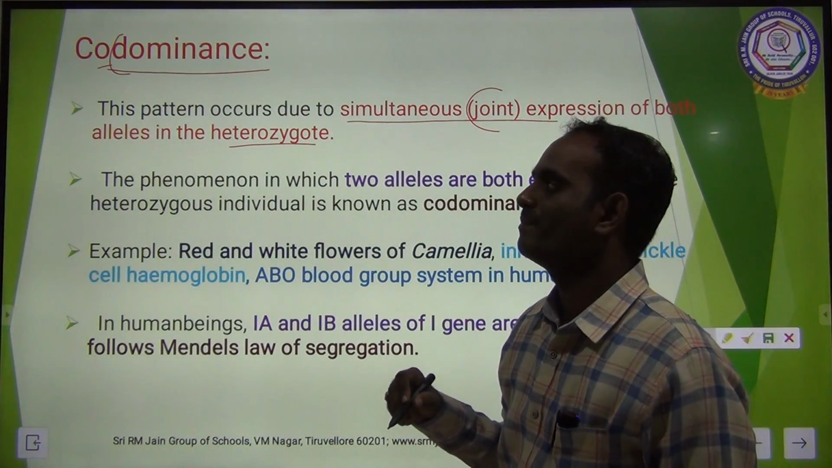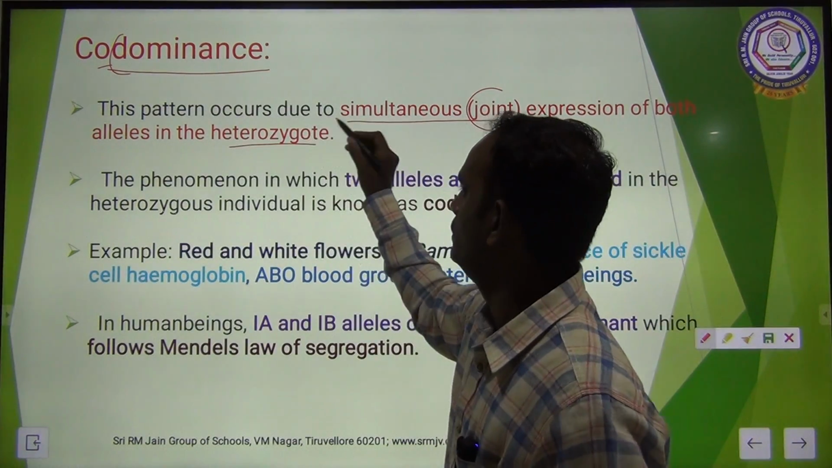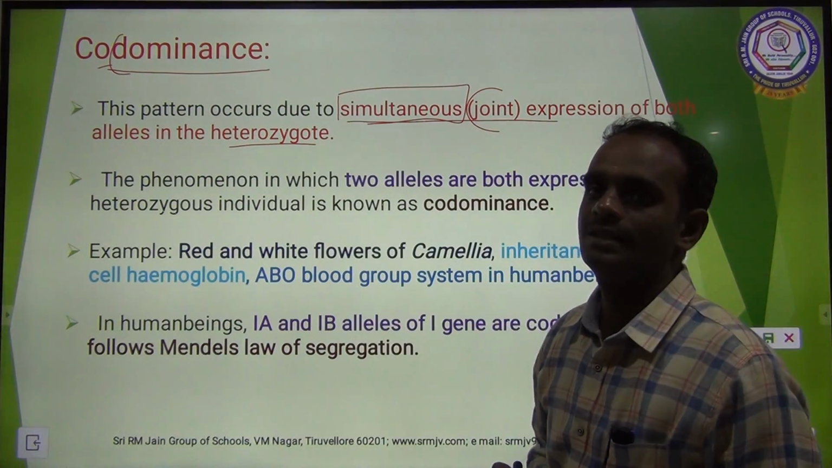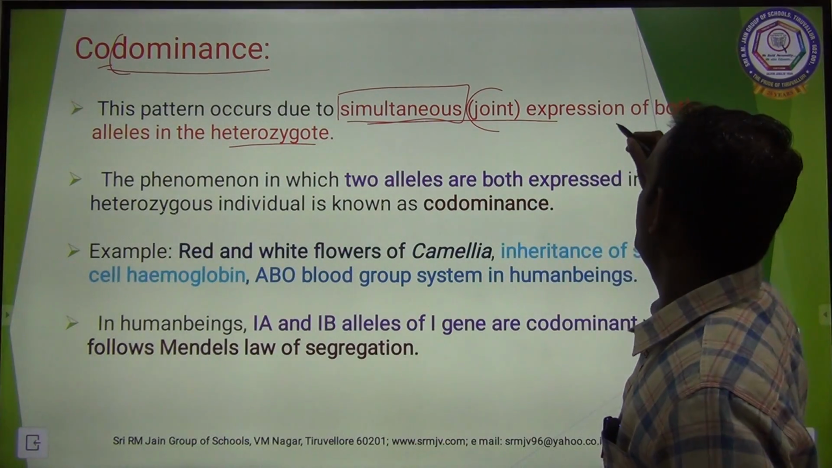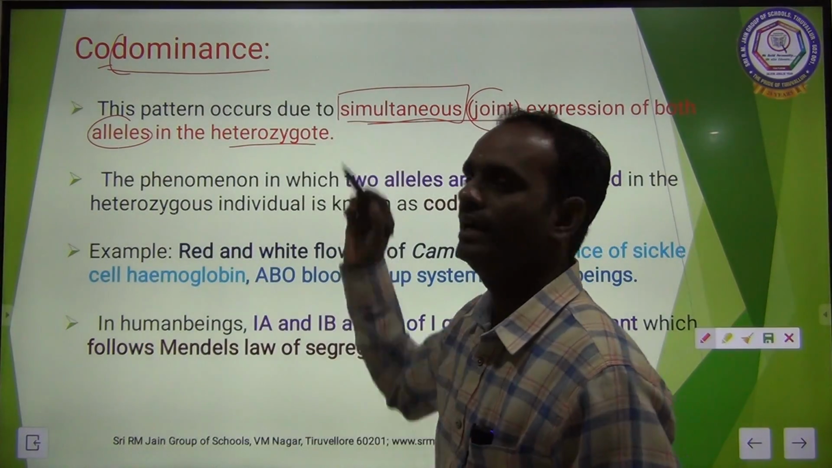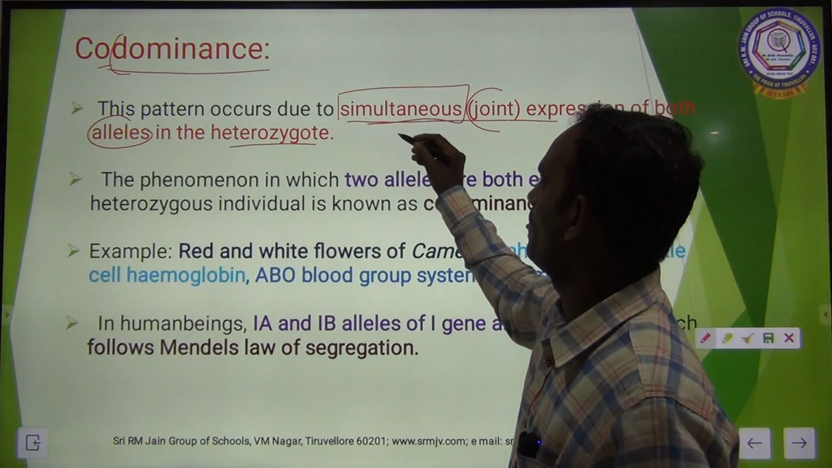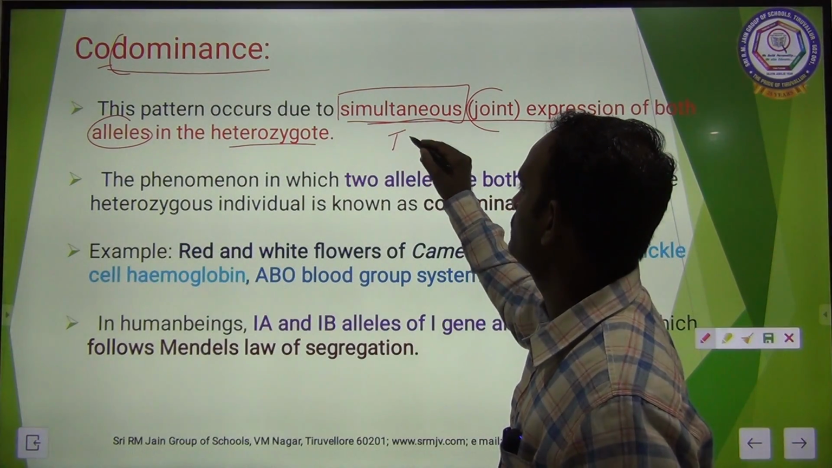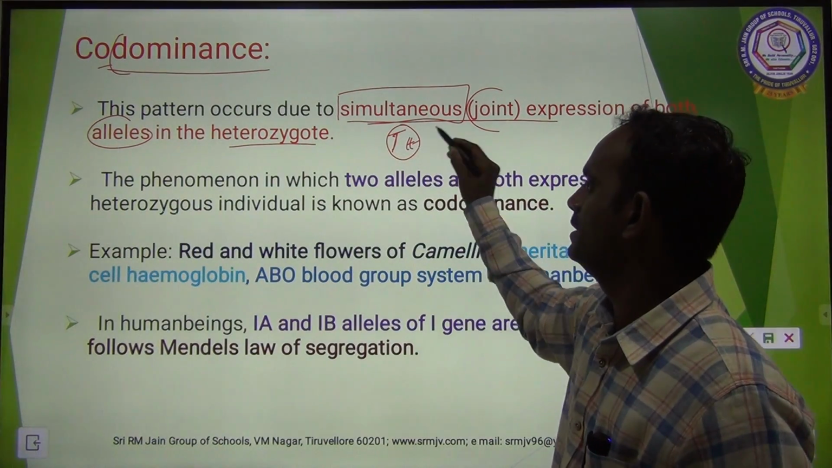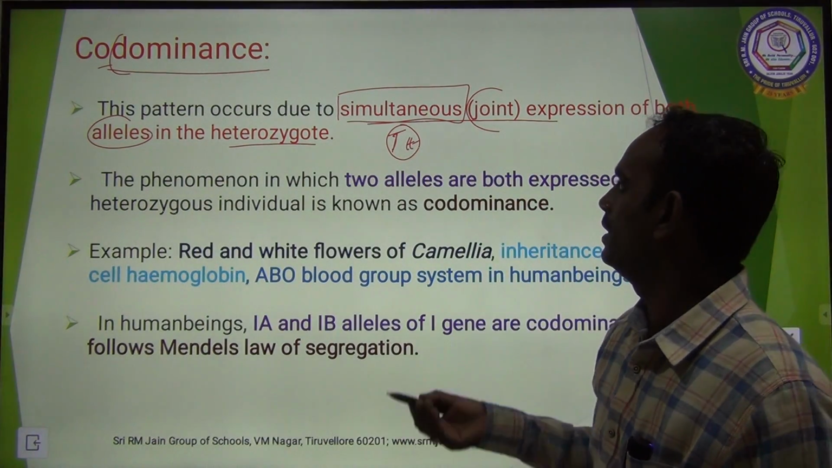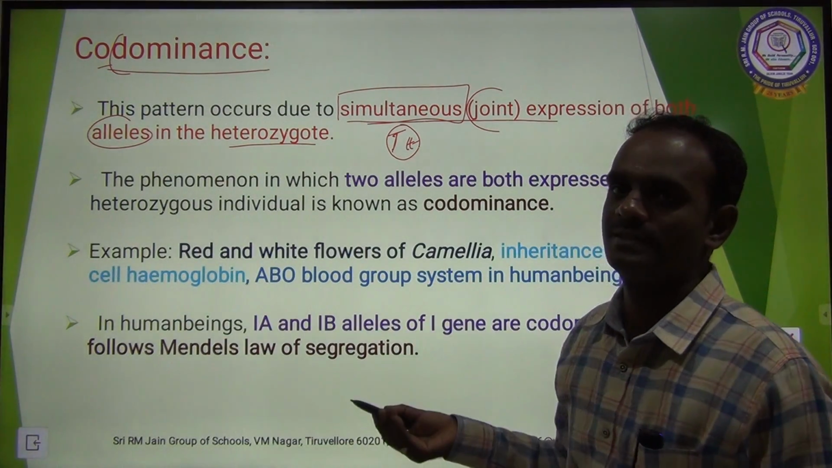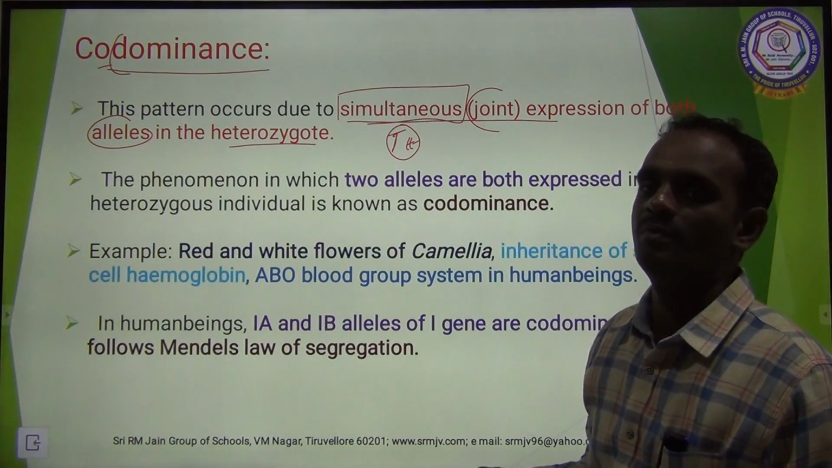Once again I am repeating, this pattern occurs due to the simultaneous expression of both alleles in the heterozygote. The word simultaneously is very important. What is a heterozygote? Capital T, small t, this is called a heterozygote. Capital T is one allele and small t is another allele. So, at a time, both alleles are expressed simultaneously. That is called codominance.